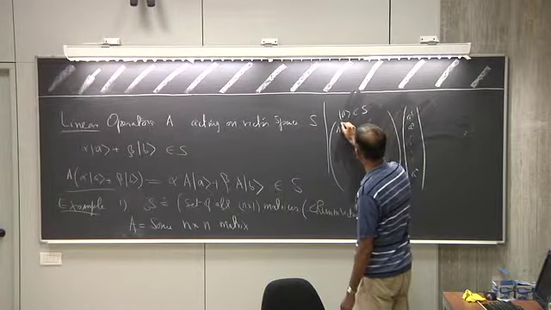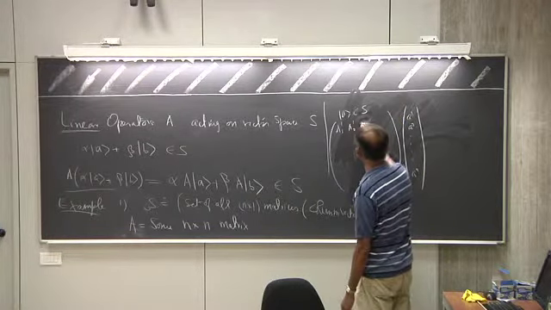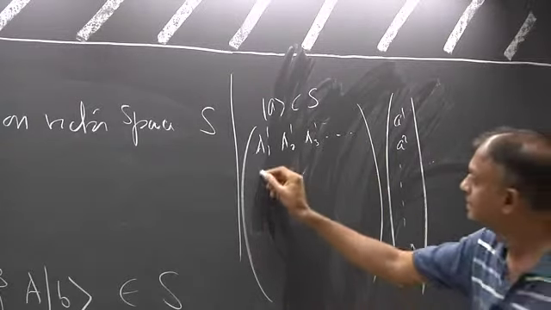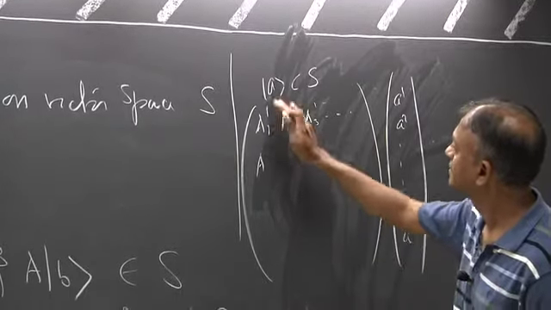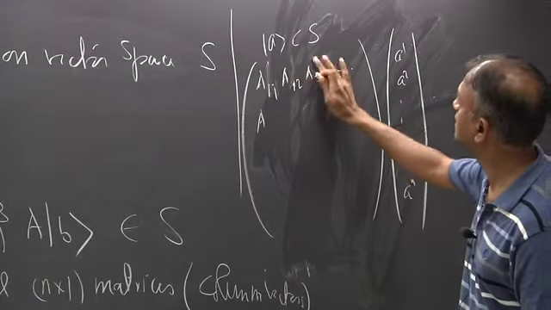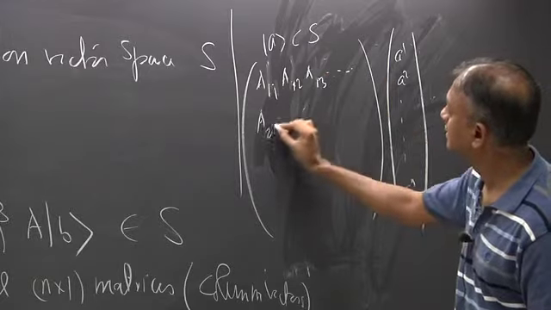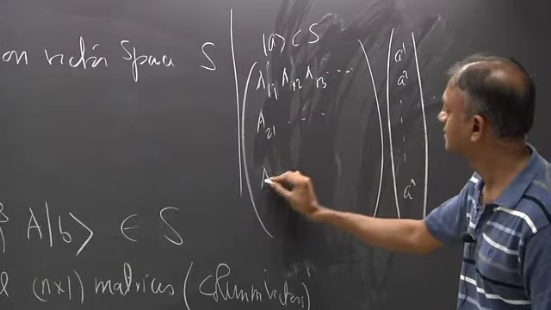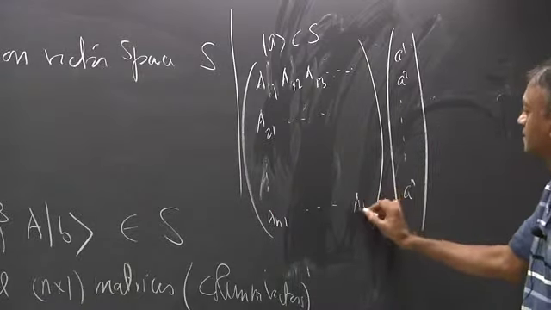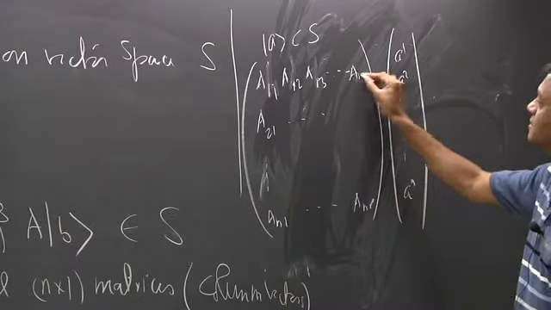So let's say A11, A21, etc., right? And so on. Okay, let me just put everything down. A11, A12, A13, and then A21, etc., AN1. So this will be the matrix.